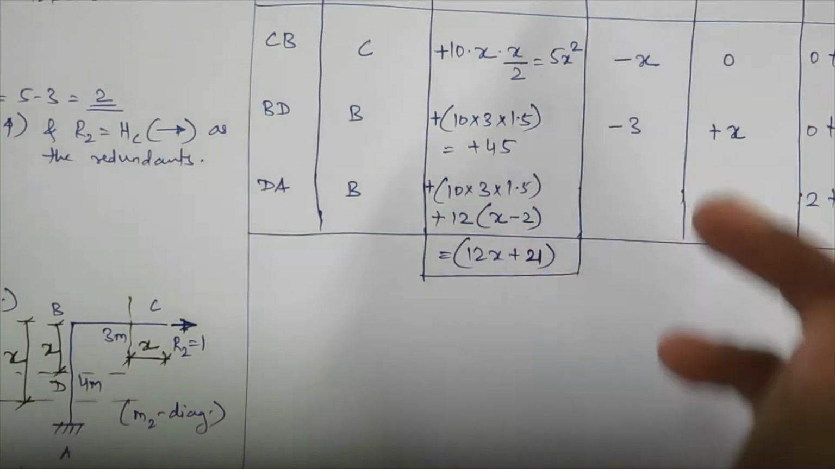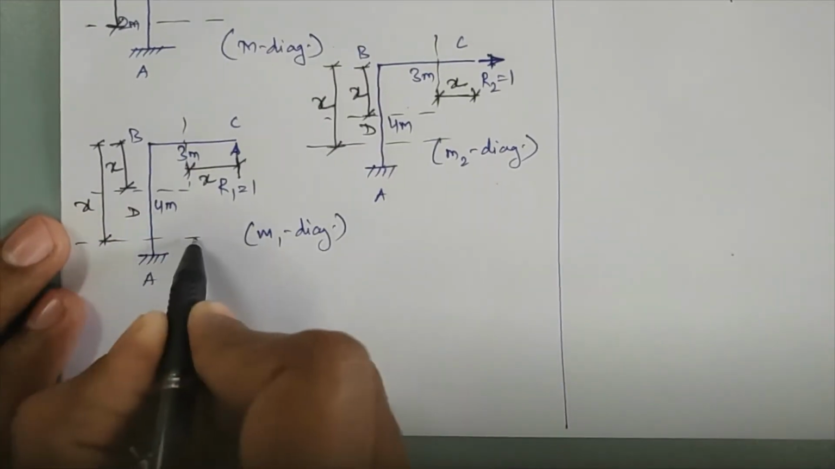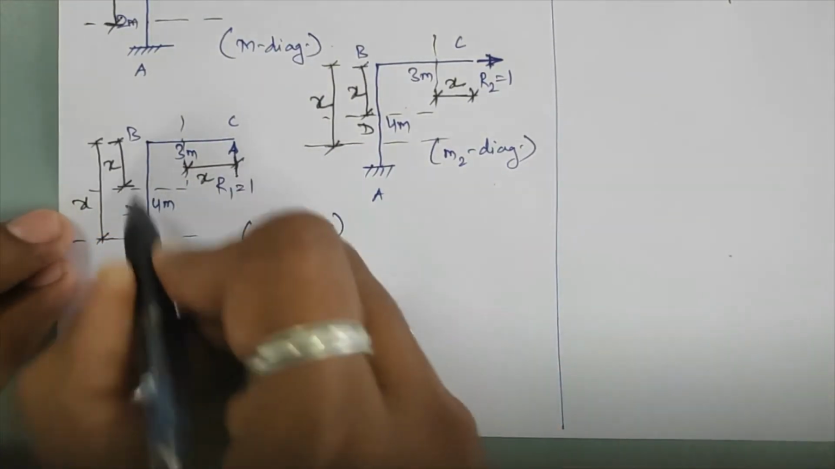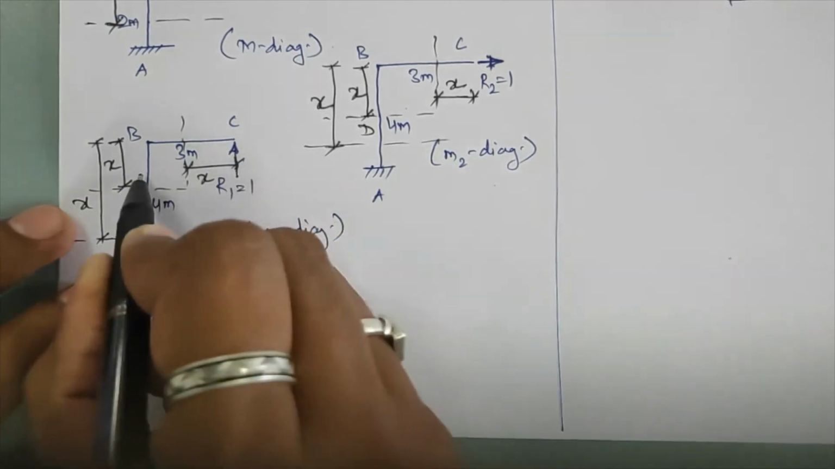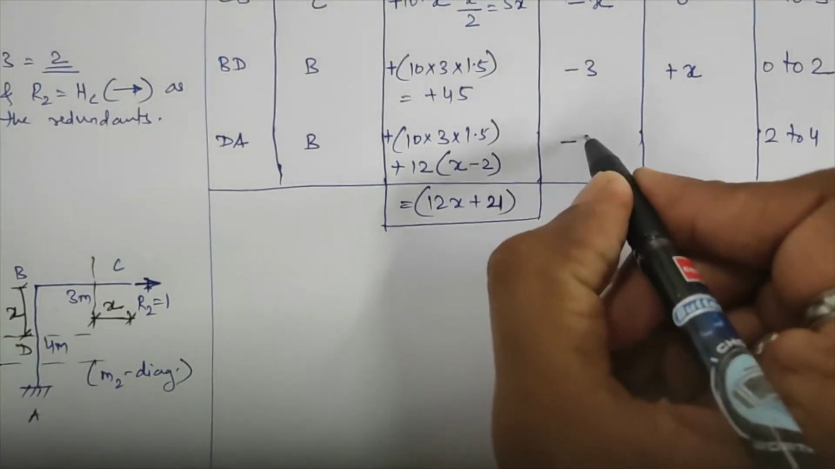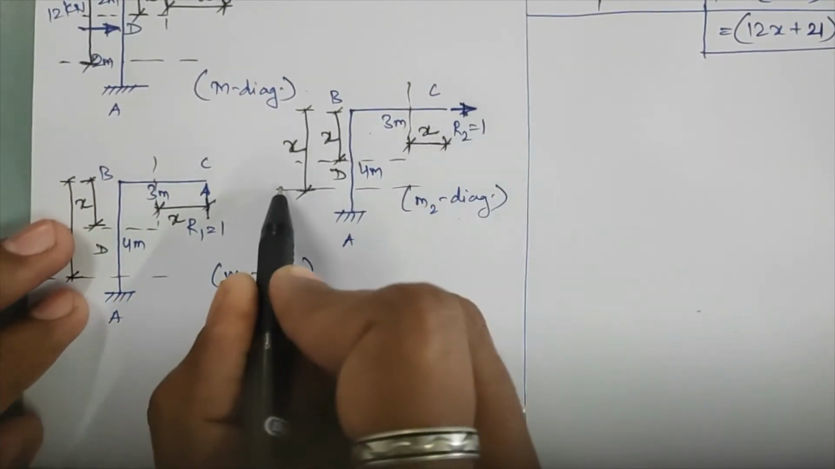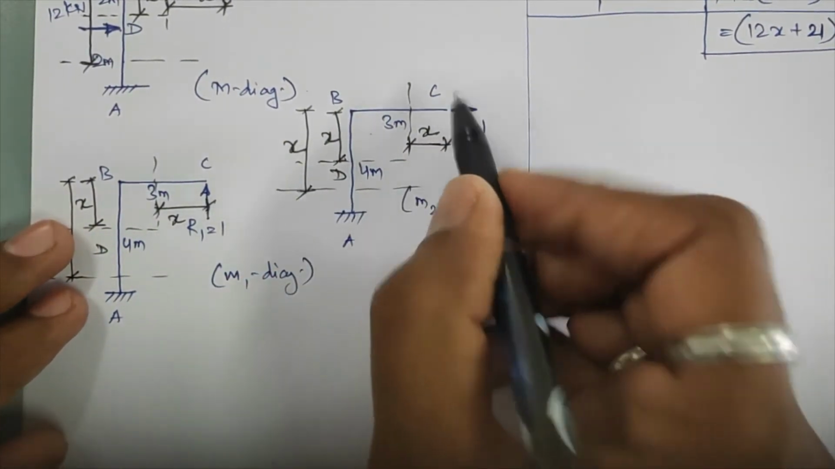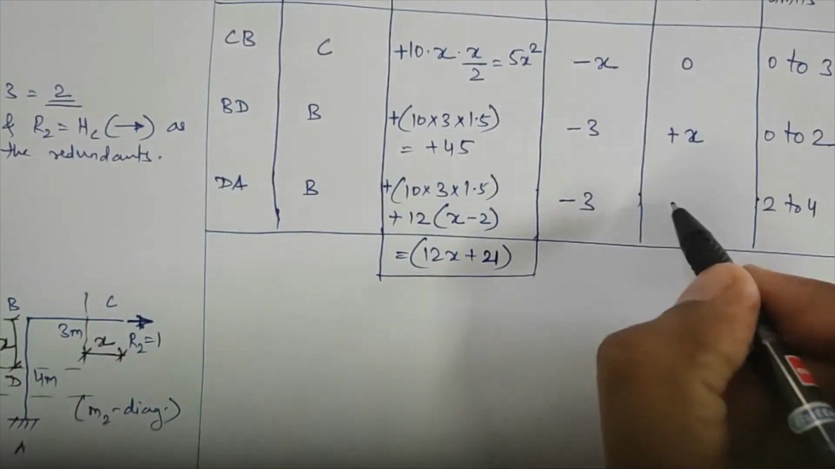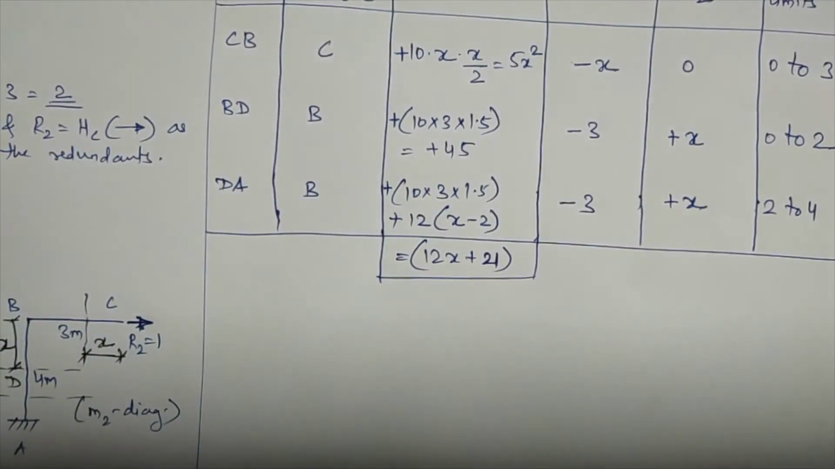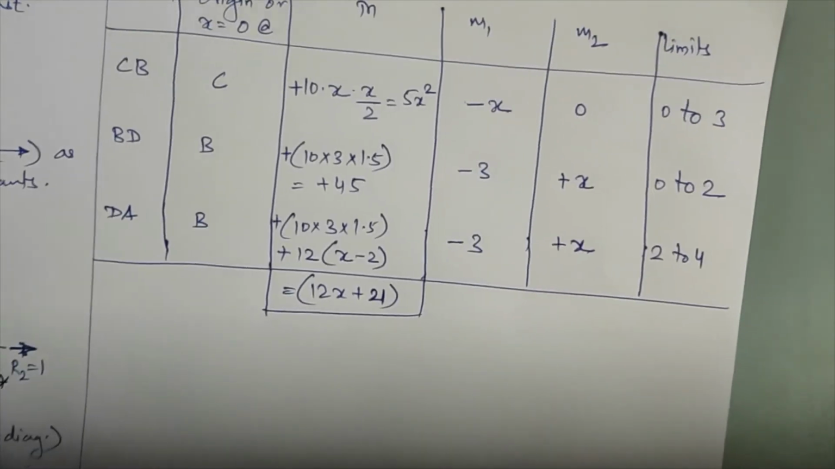Right? Now in the M1 and M2 diagram, we'll cut this section. So moment of this 1 along this section will be 1 into 3 anti-clockwise moment, so again it will come minus. And then moment of this 1 along this section in the M2 diagram will be 1 into x, so that will come equal to clockwise moment plus x over here. So this gives me my complete moment table.